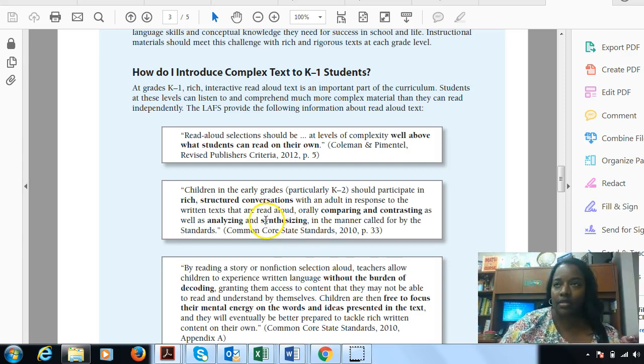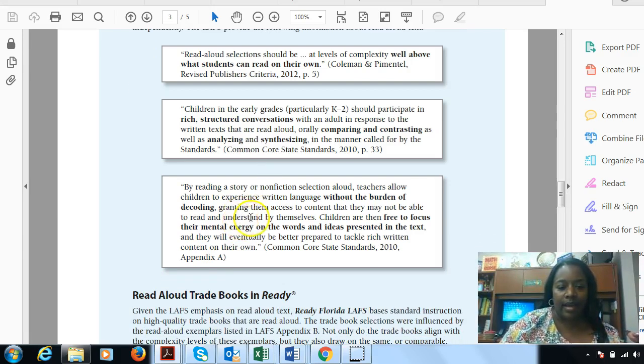But again, conversation, guys. We want teachers talking to students, asking them questions, keeping them on task, so they don't need to be fiddling with a piece of paper with words on it that they aren't able to read at this time. And this one is very important. Here it says, by reading a story or nonfiction read-aloud, teachers allow children to experience written language without the burden of decoding, granting them access to content that they may not be able to read or understand by themselves. Children are then free to focus their mental energy on the words and ideas presented in the text, and they will eventually be better prepared to tackle rich written content on their own.